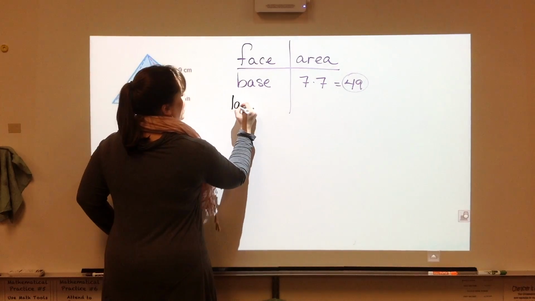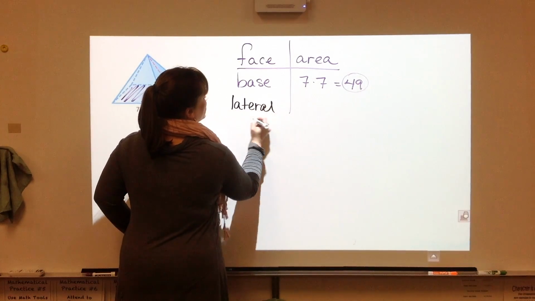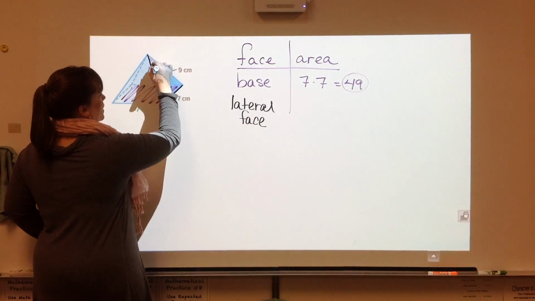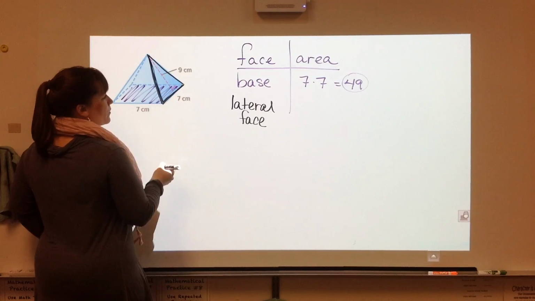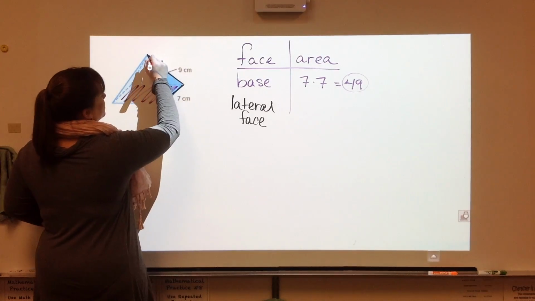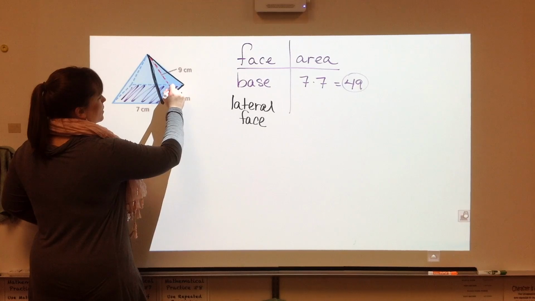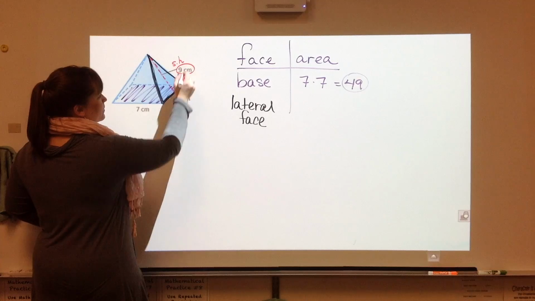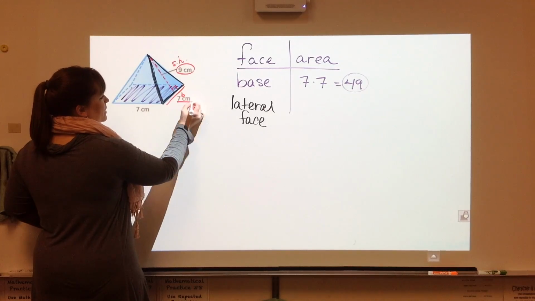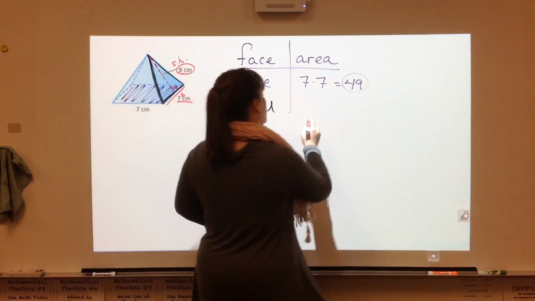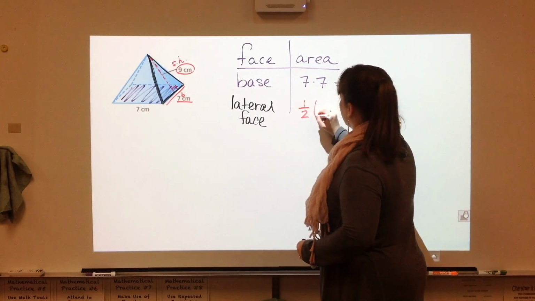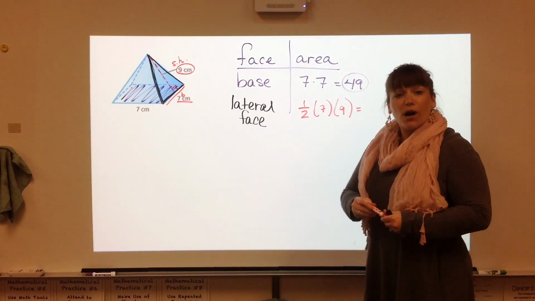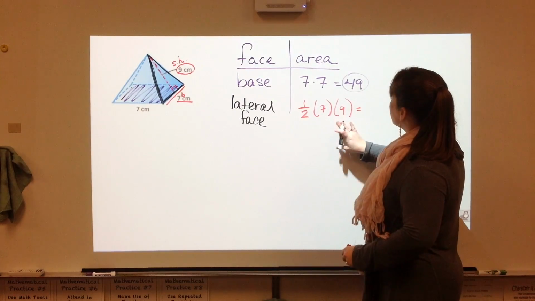Now I'm going to look at the lateral face. That is this triangle right here. I want the distance or the slant height, which is 9. That's going to be the slant height. And then this is our base. So when we plug in our area formula, 1/2 base, which is 7, times the 9, we can come up with the area of one of the lateral faces. 7 times 9, 63.